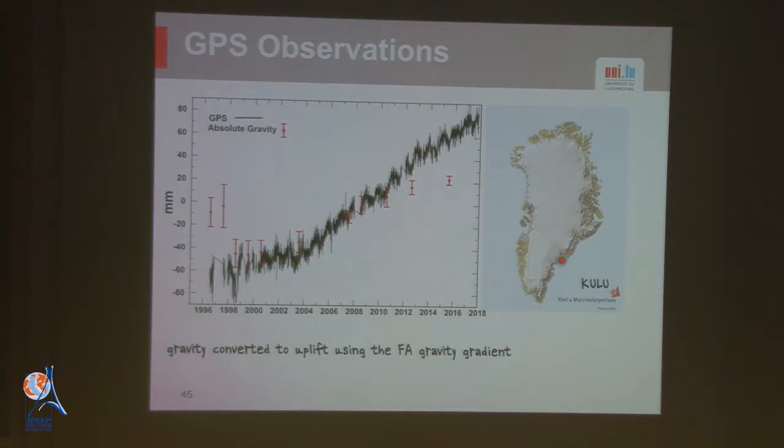And then boom, 2003, there was an increase in melting. 2010, another acceleration in the melting in Greenland. And I think for the last few years, there's been an effect due to the clouds, clear skies over Greenland, that are making it go even faster. Now these red dots here are our gravity observations, and they've been converted to something you can compare with the uplift using the free air gravity gradient.